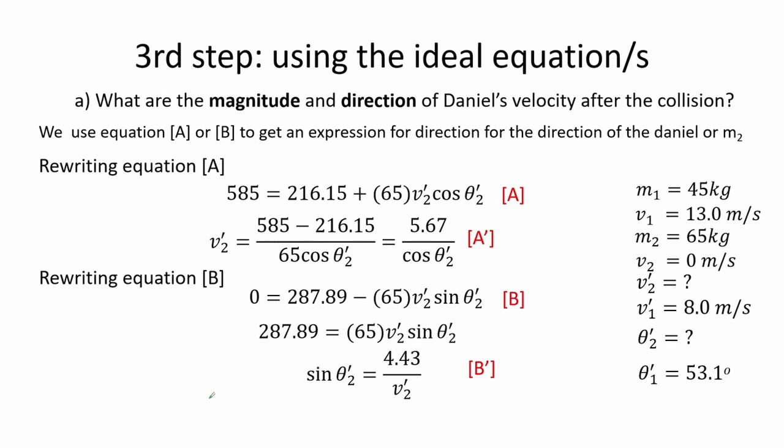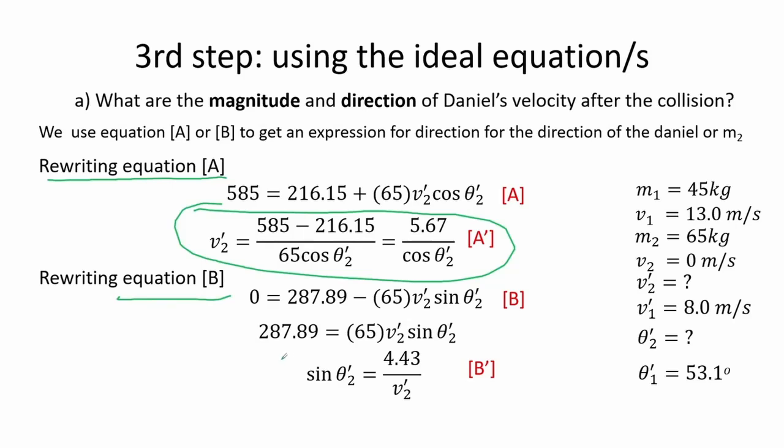The third step is to use the ideal equations to solve for letter A. We do this by using the equations obtained earlier and rewriting the first equation, and obtain an expression for the velocity of the second mass post-collision as equation A prime. We then rewrite equation B and write it as an expression for theta prime for the second mass.